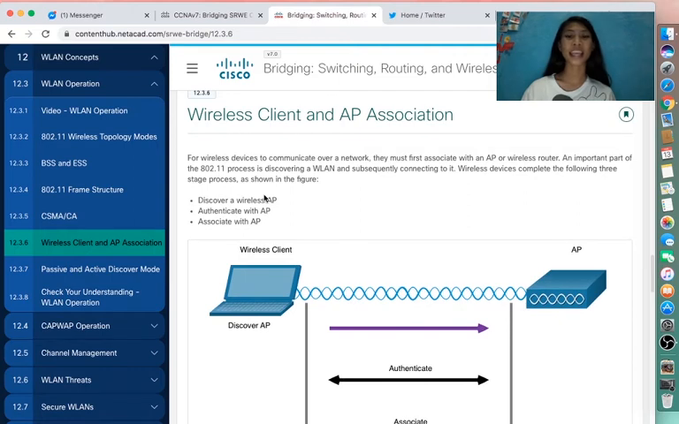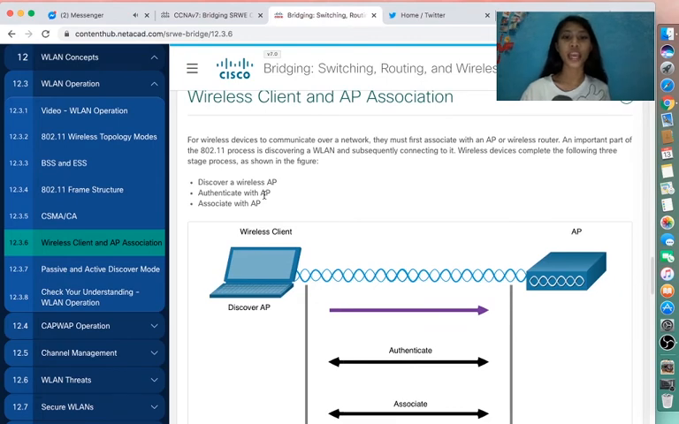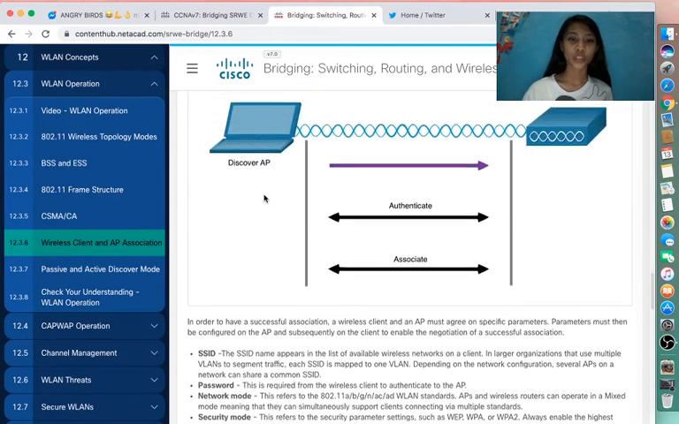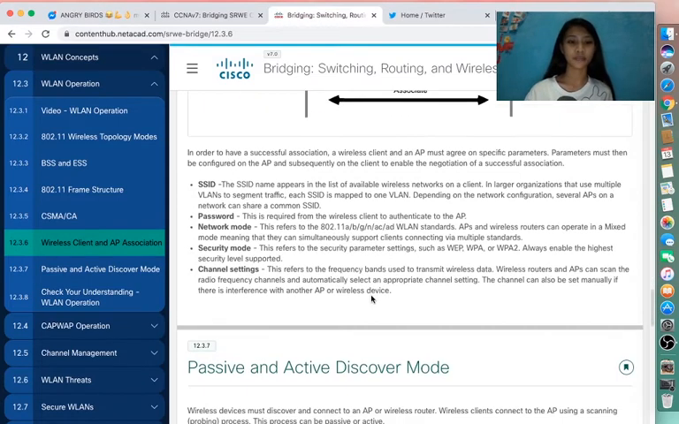Wireless client and AP association. For wireless devices to communicate over a network, they must first associate with an AP or wireless router. So this is our wireless client and our AP. The wireless client and AP authenticate and associate.